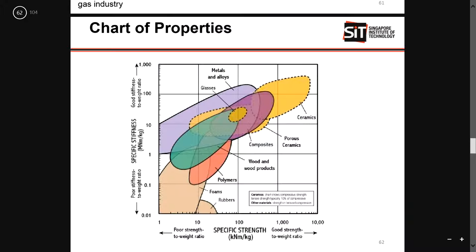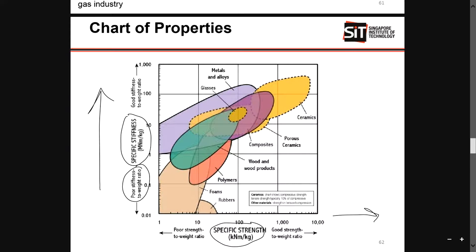And last but not least, this is the page, and this is talking about the strength to weight ratio, which is the specific strength. Over here, this is specific stiffness, so it's the stiffness to weight ratio. Over here in the x-axis is the strength to weight ratio. Over here is the stiffness to weight ratio. So whether you want it to be very stiff.